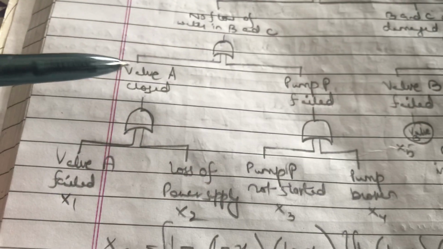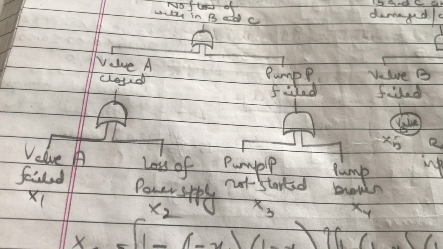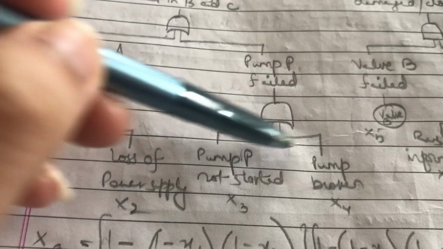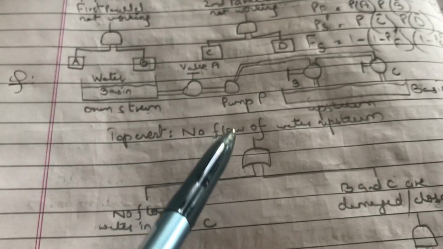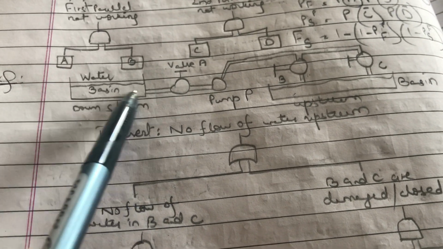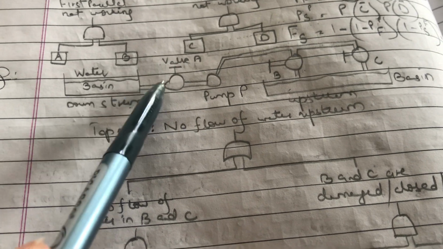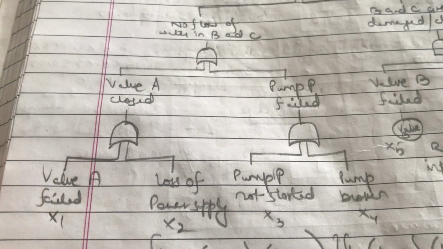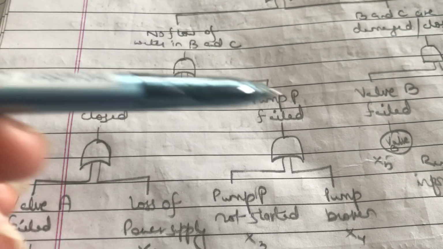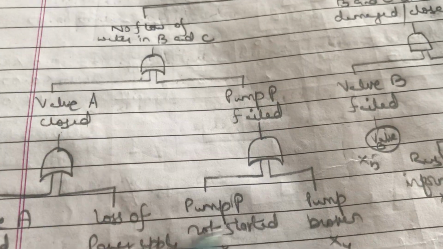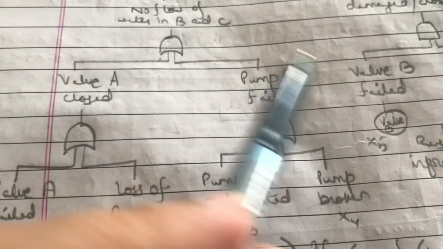Got it? Valve A is closed because either it has failed or there is a loss of power supply. We didn't write loss of power supply here because this pump P is connected to valve A, so the power supply would be coming from valve A. That's why we wrote loss of power supply in valve A. Okay, got it? So this is done. We have written all the possibilities of no flow of water in B and C.